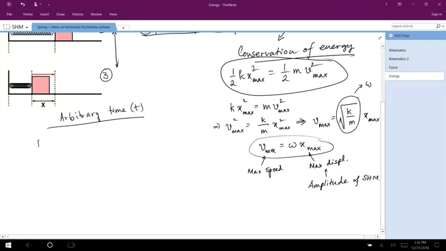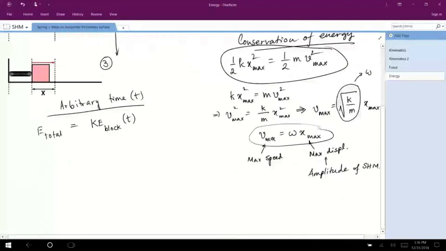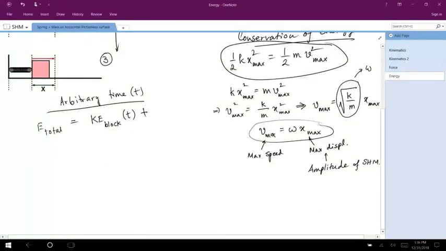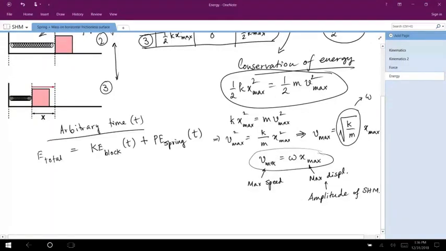So at this arbitrary time, the total energy of the block can be written as the kinetic energy of the block, which is a function of time, because the block is either speeding up or slowing down, so its kinetic energy is changing with its speed, plus the potential energy of the spring, which is also a function of time, since the expansion or contraction in the spring is changing with time. Okay, but note that the sum total of these two, we expect the total energy to be something that does not change with time.